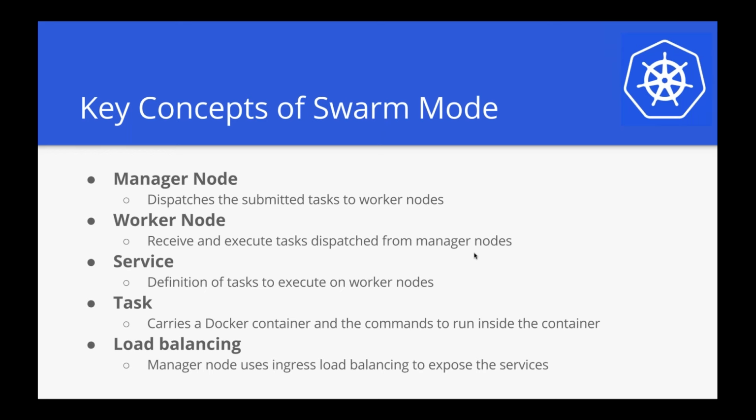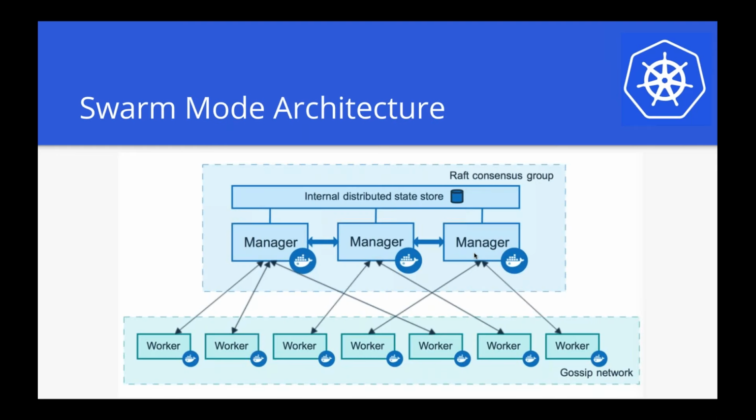So moving forward, there is a load balancing concept where the manager node uses ingress load balancing to expose the services to the outside world, which means when you hit the manager node, because of the underlying network ingress, the request automatically gets forwarded to one of the available nodes. That again reminds me of a very similar concept in Kubernetes. But essentially, these are the high-level concepts of Swarm mode.